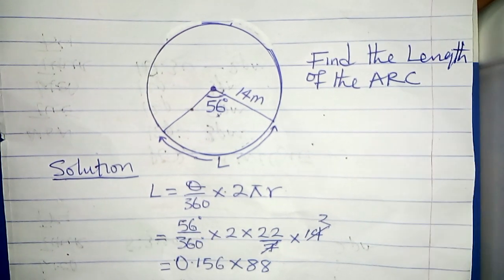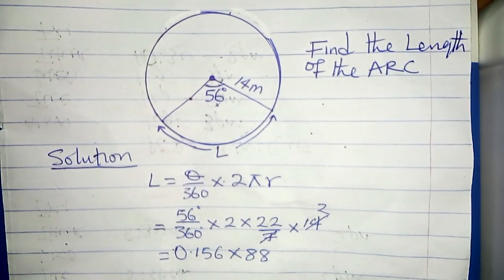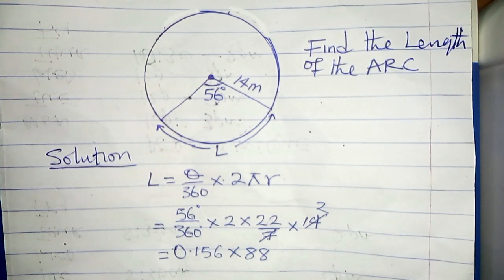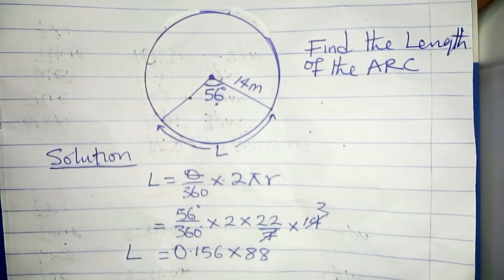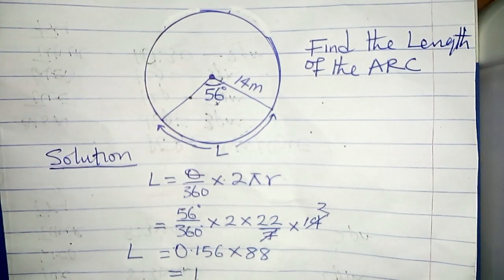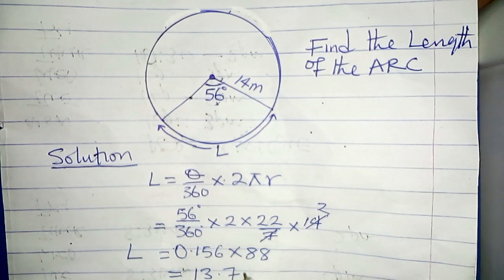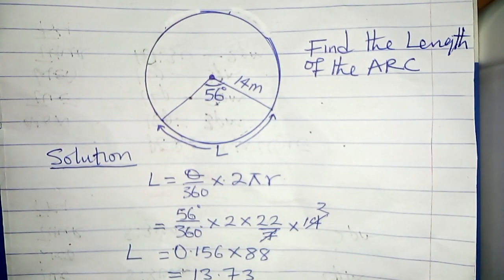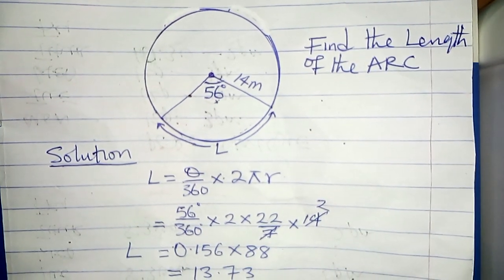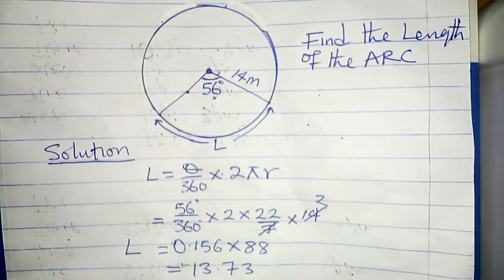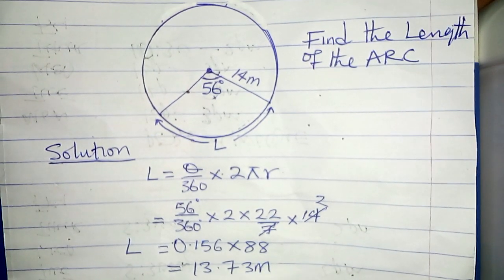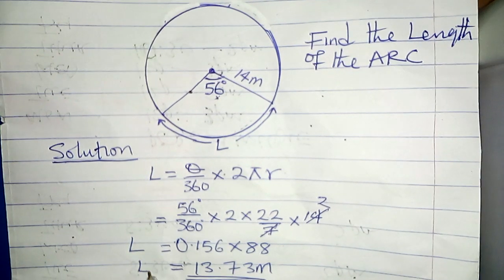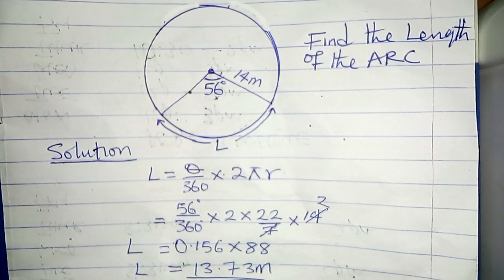The next thing to do now is to get our final answer, which is the length of the arc, by multiplying 0.156 by 88. That will give us 13.73. Because the radius is in meters, the length of the arc will also maintain that unit in meters. So the length of our arc for this problem is 13.73 meters.